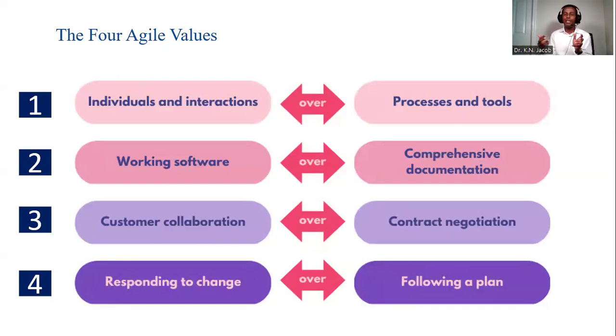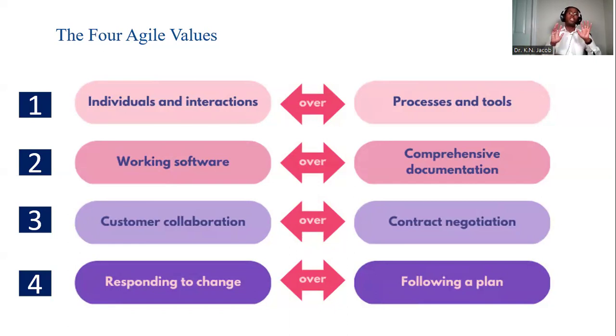Number 3, having the customer collaborate, the customer buy-in, the end user being on the same page with the developers is more important than negotiating contracts. Number 4, responding to change in the Agile methodologies because of feedback from the end user or something that developers have learned, new information. That's more important than trying to follow a project plan. This is what we call the Agile values.